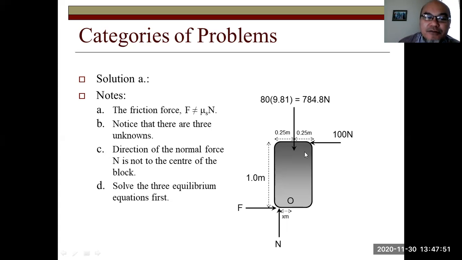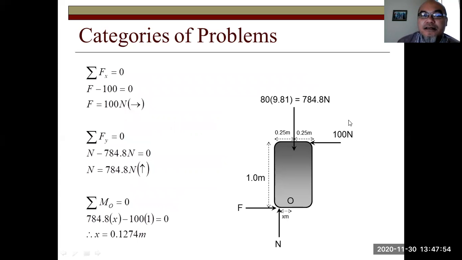Okay, so we have to solve three equilibrium equations. Sigma Fx equals 0. So negative 100 plus F, the friction force, equals 0. So the friction force is equal to 100 Newton directed to the right. Sigma Fy equals 0. Normal force, negative 784.8 Newton equals 0. So the normal force equals the weight, 784.8 Newton. Now, where is that normal force located from the center of the block? So we have to use moment about the point O here.